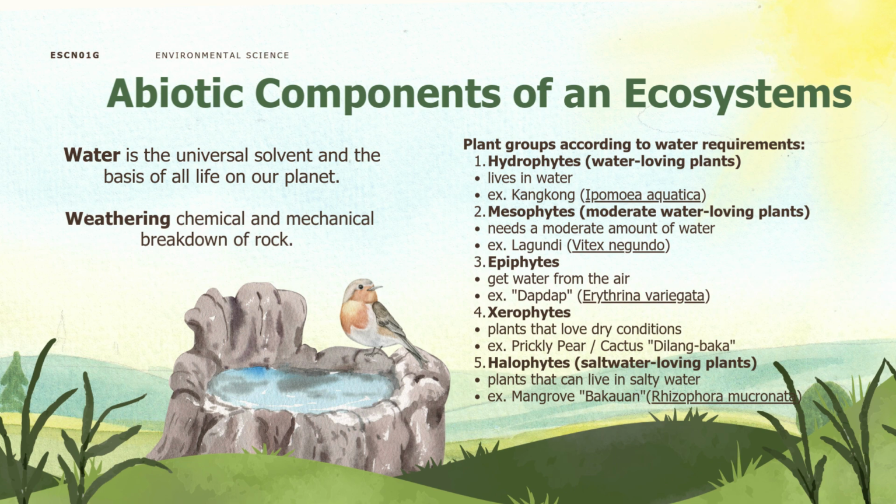We have five groups of plants that are directly related with their water requirements. We have the hydrophytes, the mesophytes, the epiphytes, the xerophytes, and the halophytes. When we talk about hydrophytes, from the term itself, hydro, these are water-loving plants. These are plants that live in water, so their main substrate is actually water. They do not require soil.